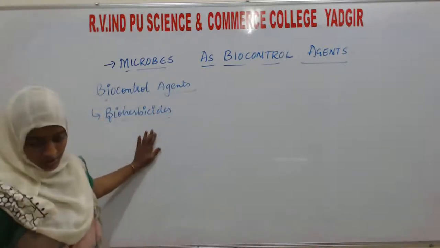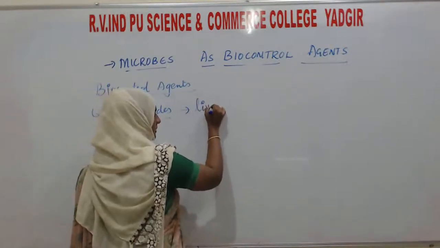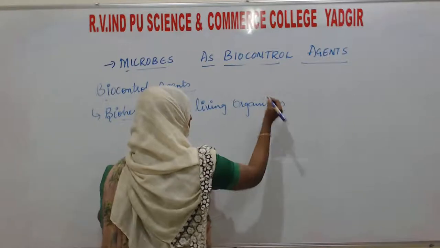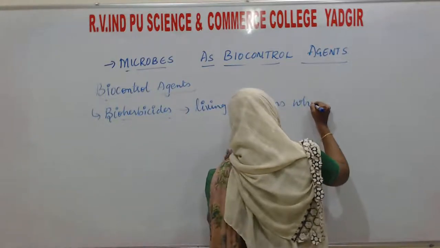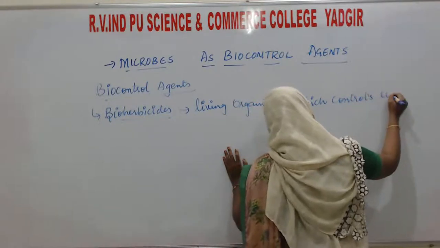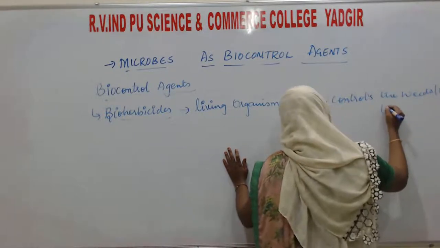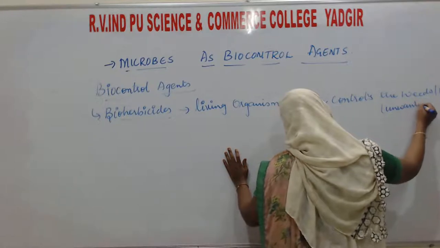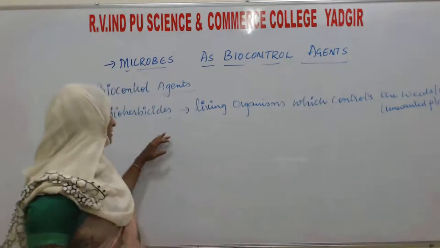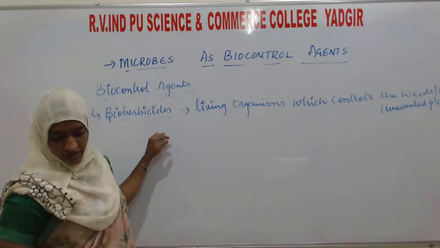What is it? Bioherbicides. See here, bioherbicides are living organisms which control the weeds or herbs or else unwanted plants. Bioherbicide means these are the living organisms which control the weeds, herbs or the unwanted plants.